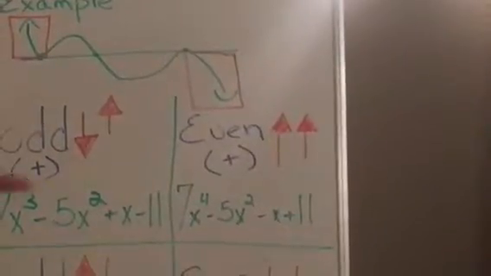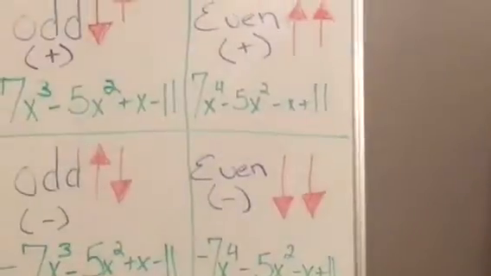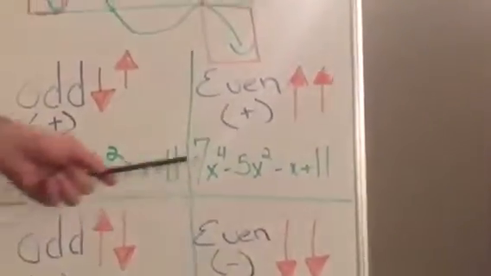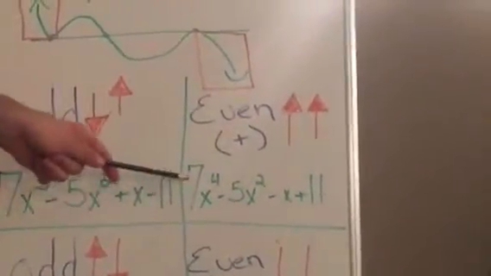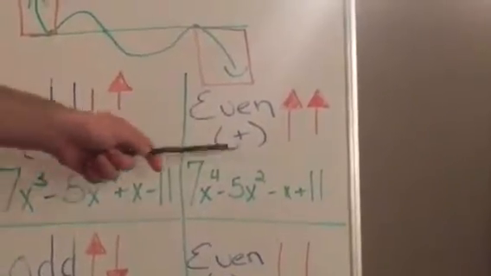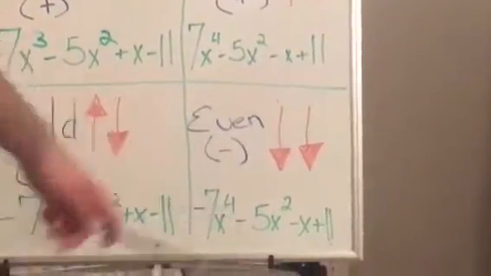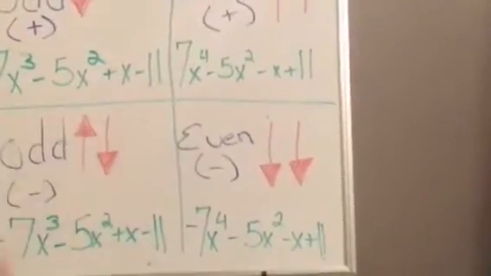For even positive and even negative, I like to think, since it's even, you can just look at the positive and the negative. If it's positive, it's up. If it's negative, it's down. So for our example here, the degree of the polynomial is 4, and the leading coefficient is a positive number, which means it's an even positive. For an even negative, we have an even degree of the polynomial and a negative leading coefficient, which means it's an even negative.